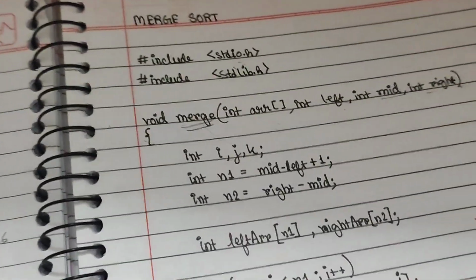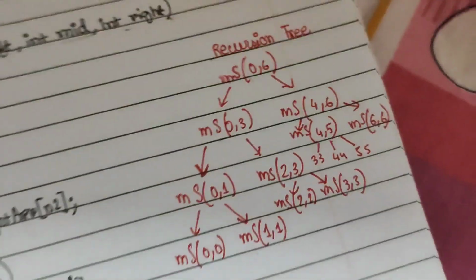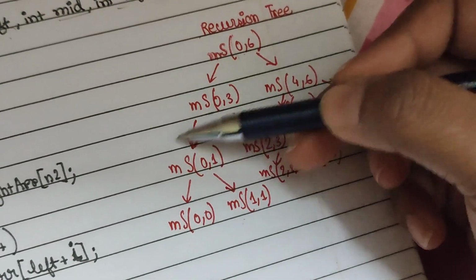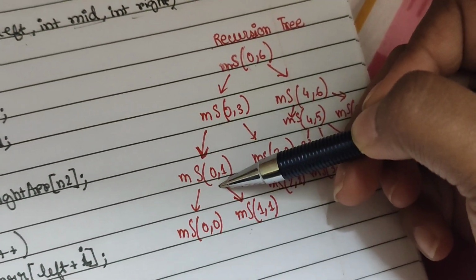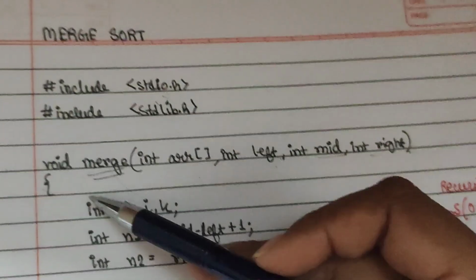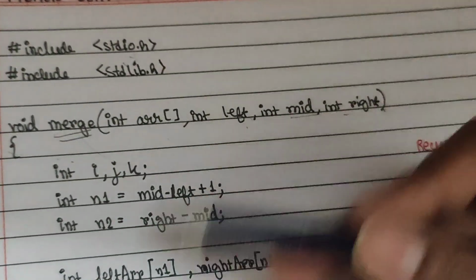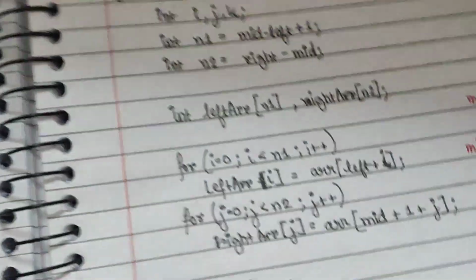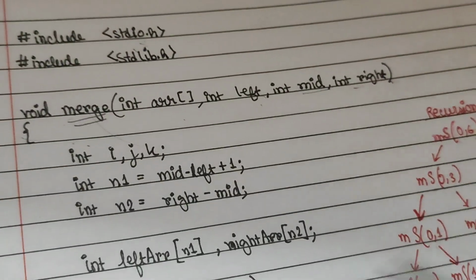Now let's see what this function does. So in this function, this is the entire recursion tree, by the way. Let's understand. We are at this stage right now, and we have passed on to the merge function. This is not a recursive function, by the way. This is a normal function. The merge sort is a recursive function.